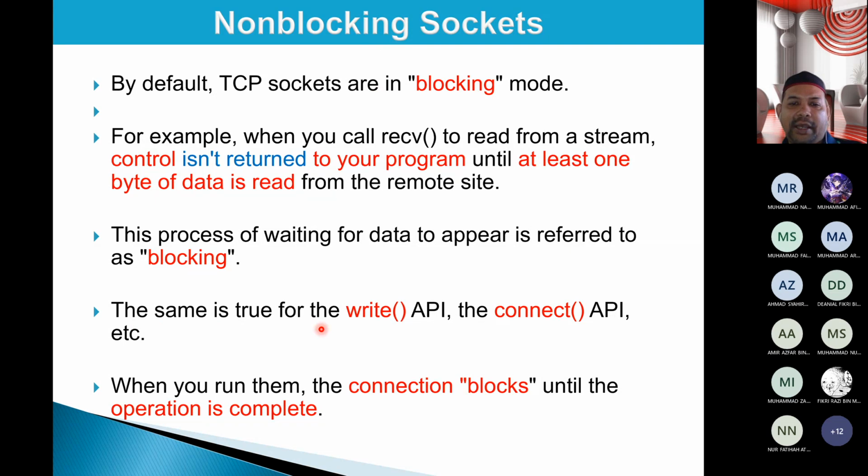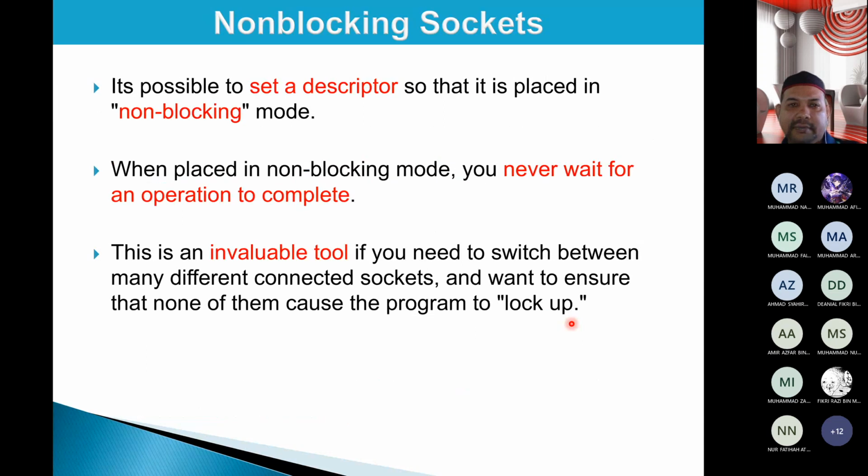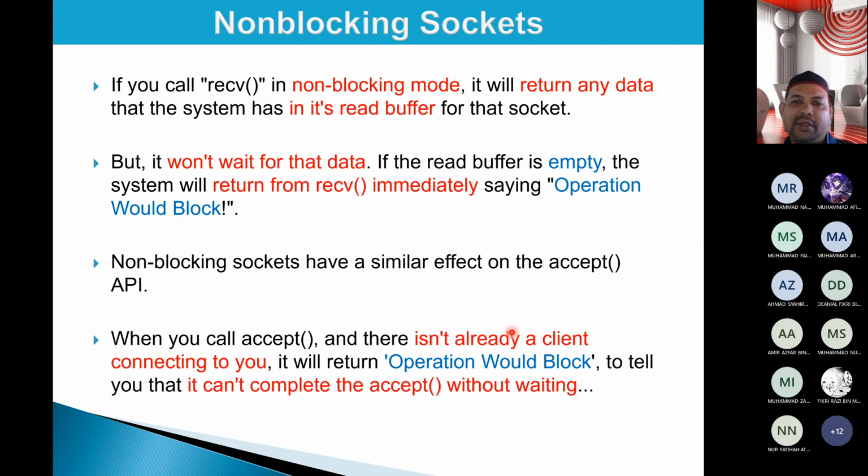Yeah. The same is true for the write API, the connect API, etc. When you run them, the connection blocks until the operation is complete. Kalau guna write dengan connect. Okay, macam mana kita nak set non-blocking ni? It's possible to set a descriptor so that it's placed in non-blocking mode. When placed in non-blocking mode, you never wait for operation to complete. This is an available tool if you need to switch between many different connected sockets and want to ensure that none of them cause the program to lock up. If you call receive in non-blocking mode, it will return any data that the system has in its buffer for that socket, but it will not wait for that data. If the read buffer is empty, the system will return from receive immediately saying operation would block.